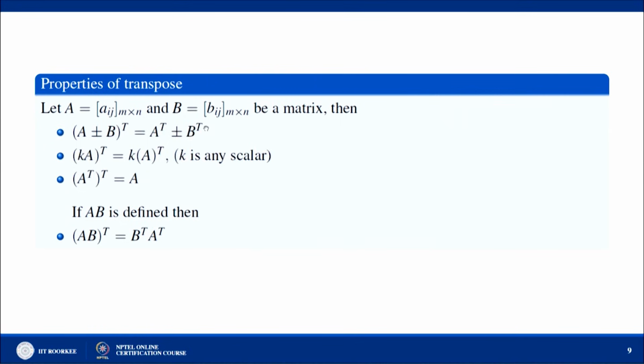These properties hold for transpose also. (A plus or minus B) whole transpose is A transpose plus or minus B transpose. (K times A) whole transpose is K times A transpose, where K is any scalar. The transpose of the transpose is itself, and if A into B is defined, then (A into B) whole transpose is equal to B transpose into A transpose.